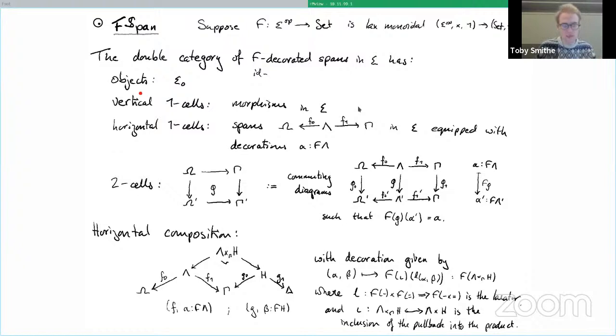It's going to have objects. The objects are going to be the objects of E. The vertical one-cells are just going to be morphisms in E, so those are these things that go vertically like this, and these compose as in E. And then the horizontal one-cells are spans in E. So these are pairs of maps like this, f0, f1, equipped, in the decorated case, with decorations, where we've attached decorations to the apex like this. So this is going to be some alpha, which is an element of F lambda. So this is a set.